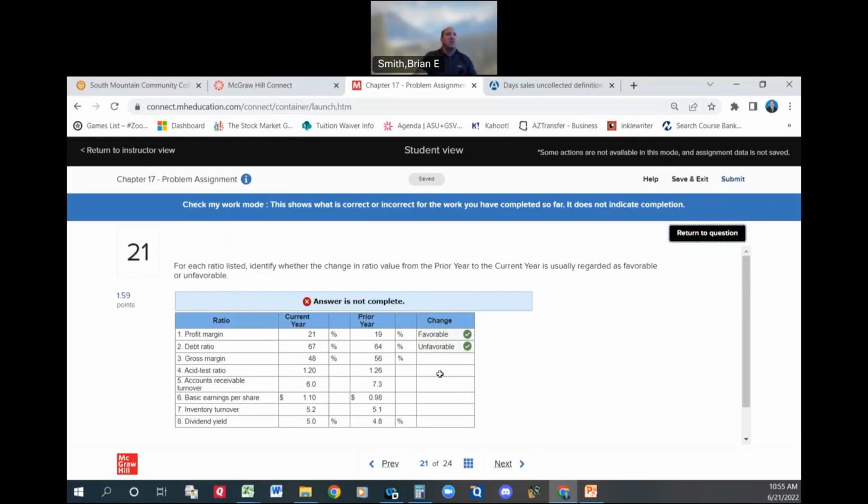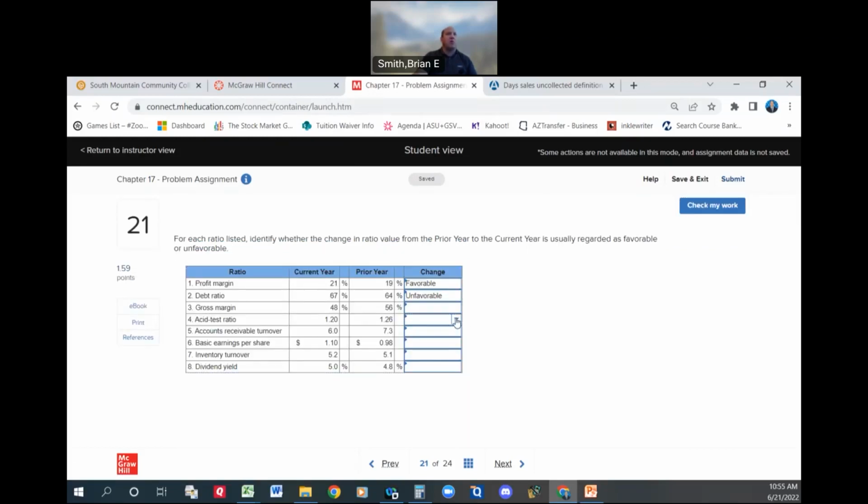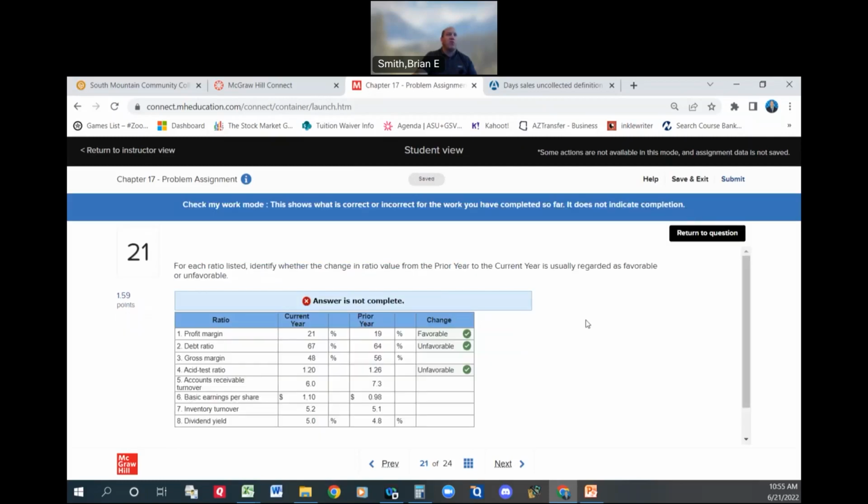Acid test ratio declining. You're still in an okay position, but it's probably unfavorable since it declined a little bit. But you're still in an okay position. I wouldn't be too worried about that.